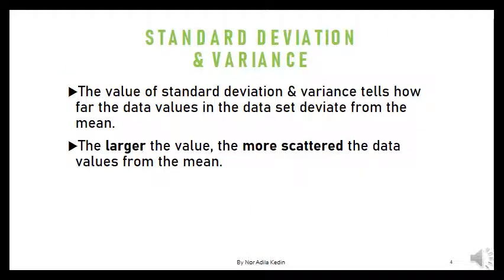And then we have standard deviation and variance. The value of standard deviation and variance tell how far the data value in the data set deviate from the mean. Okay. So kalau mean awak dapat 10, data-data lain berapa? Ada yang 12, ada yang 13. So berapa banyak dia lari? Lebih kurang 2 hingga 3, something like that lah. Okay. So the value of standard deviation, notation dia S. Variance S squared. Untuk sample.